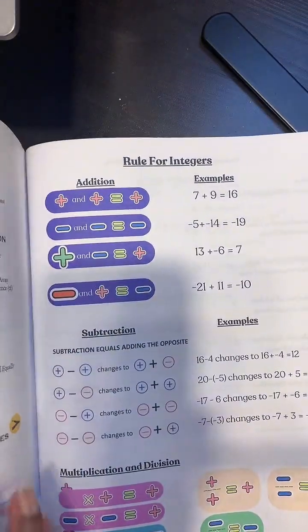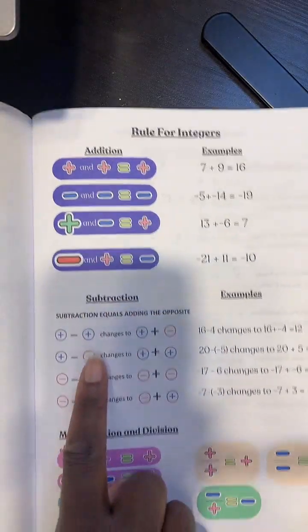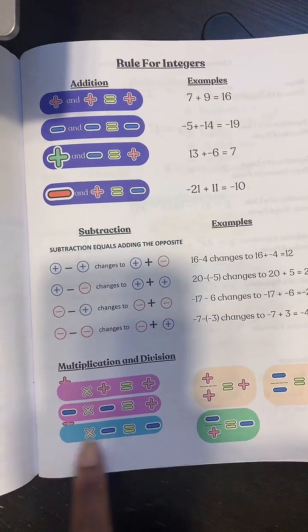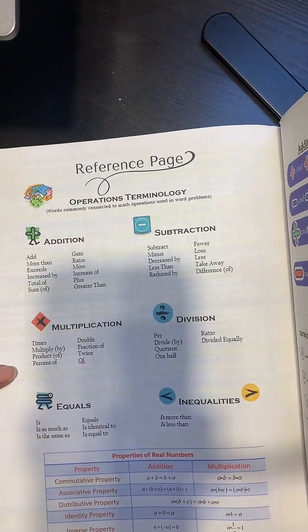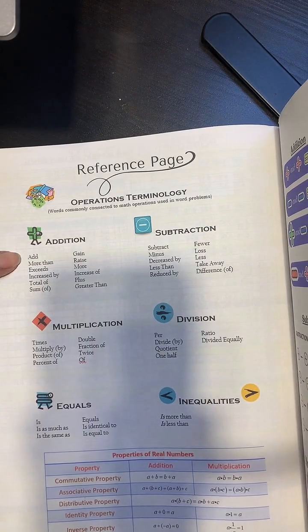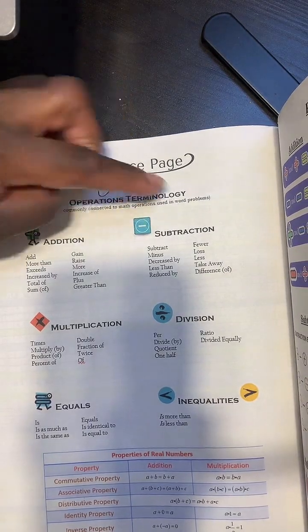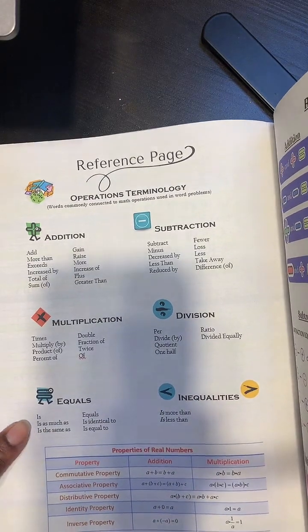Now, in addition to it, you got the rules of integers when you're adding, subtracting, multiplying, and dividing, as well as the words and phrases that you need to break down word problems. What are the most popular words for addition, subtraction, multiplication, division, equals? Oh dear sweet baby.